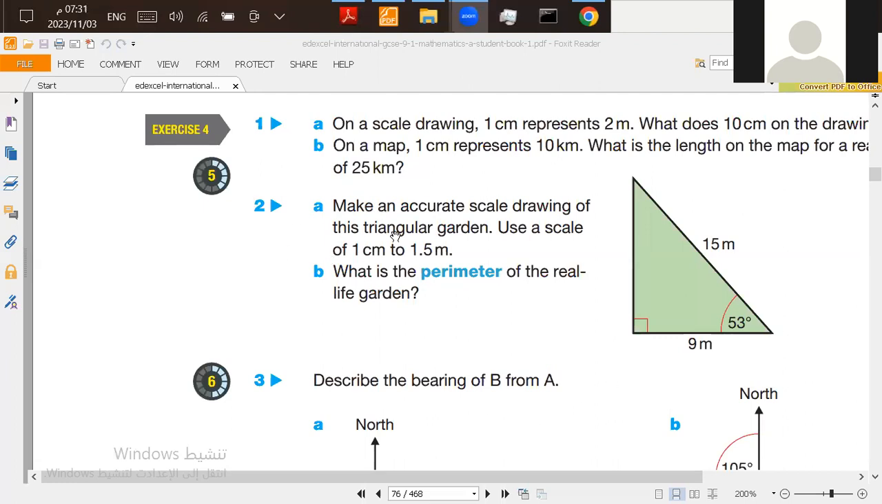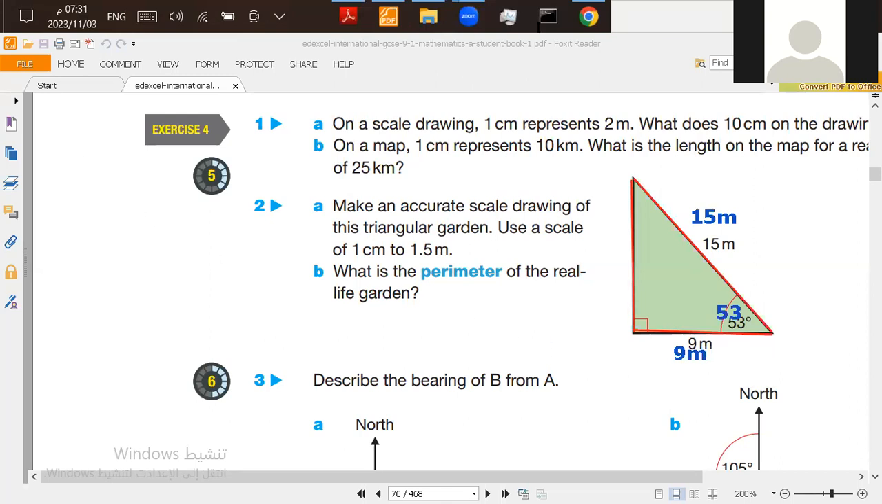Now, question 2: make an accurate scale drawing of this triangle garden. Use a scale of 1 centimeter to 1.5 meters. So I need to draw this triangle again using this scale. First, I'm going to copy the triangle so I can take it to another app. I'm going to put the lines here, and here, so I can take it to the other app and draw it again. So this one is 15 meters, this one is 9 meters, and this one is 53 degrees.